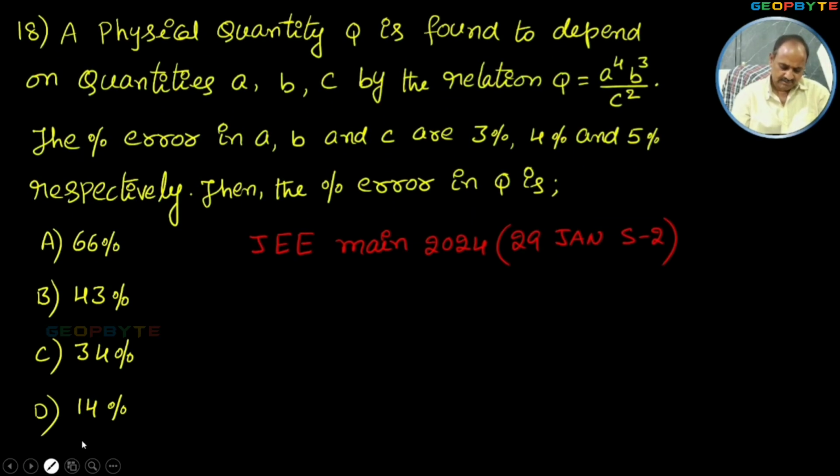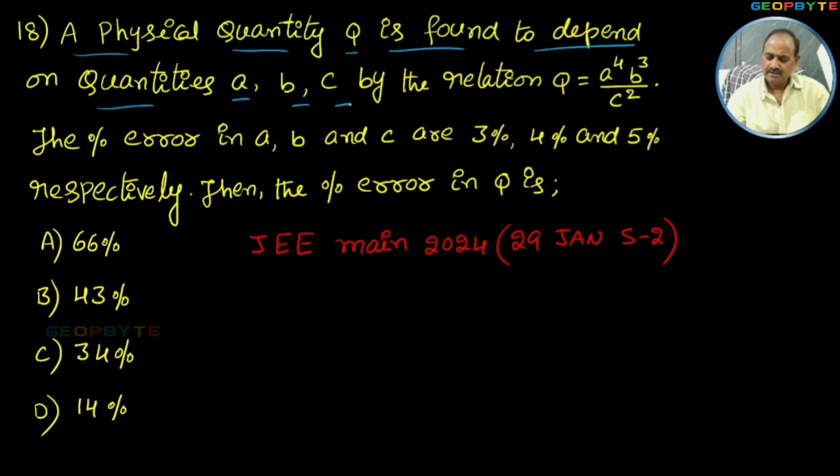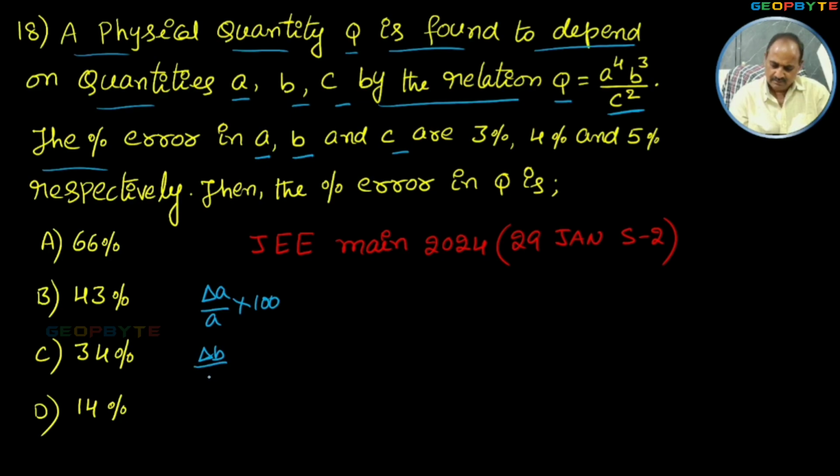Okay. Similarly, look at another important question. It is asked like this. A physical quantity Q is found to depend on quantities A, B and C by the relation Q equal to A power 4, B power 3 by C square. The percentage errors in A, B and C, that is delta A by A into 100, delta B by B into 100, delta C by C into 100, are also given.